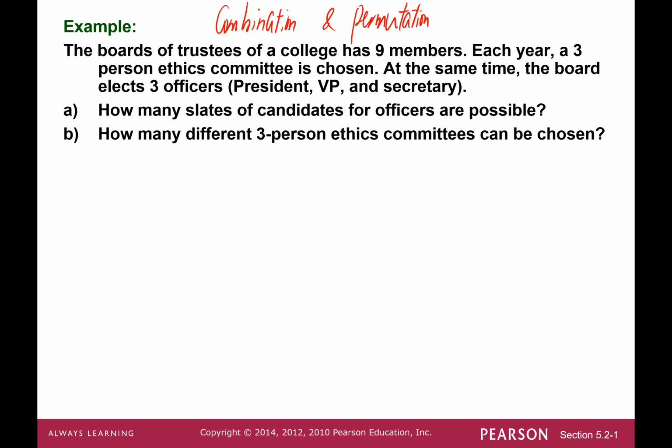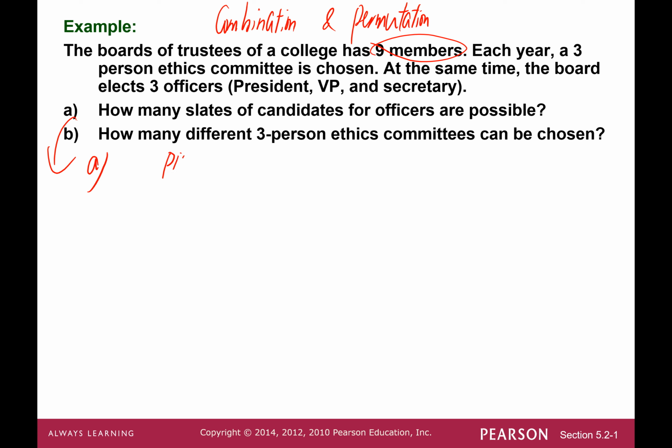Okay, so in this example, the board of trustees of a college has 9 members. Each year, a 3-person ethics committee is chosen. At the same time, the board elects 3 officers: president, vice president, and secretary. How many slates of candidates for officers are possible? So let's take a look at this. In order to elect the officers, you need to pick 3 members out of a total of 9 members.